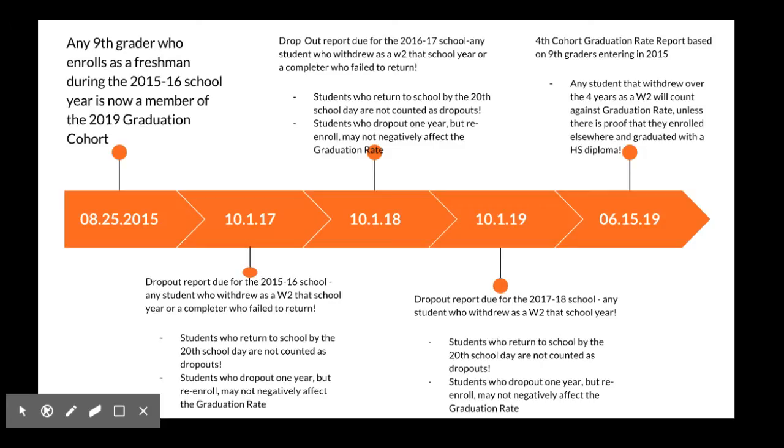Then let's say that during the 17-18 school year, the student returns back to school. As long as that student is re-enrolled and able to still graduate in June of 2019, they will still positively impact the cohort graduation rate, even though they were marked as a dropout for the 16-17 school year. Overall, it is still important to recognize that although the dropout rate and cohort graduation rate are not calculated in the same manner, they still work together as a whole.